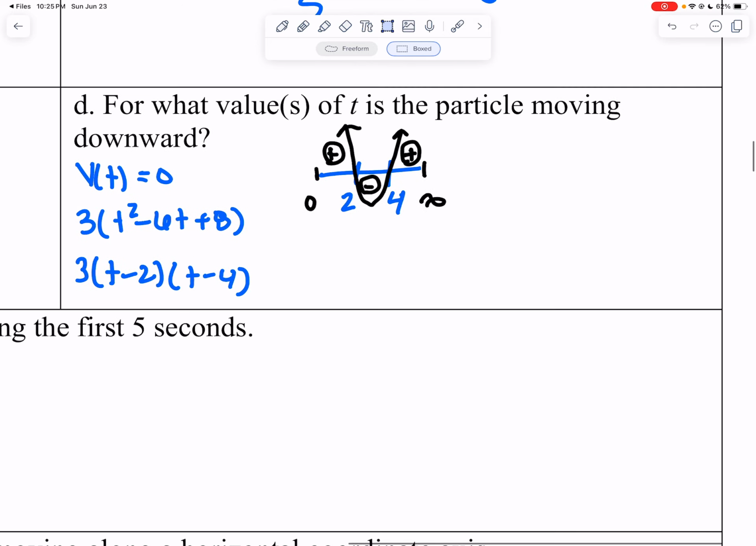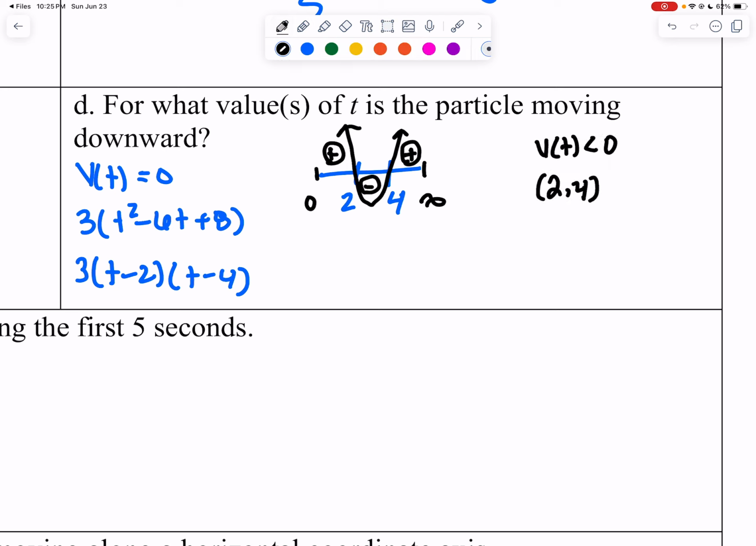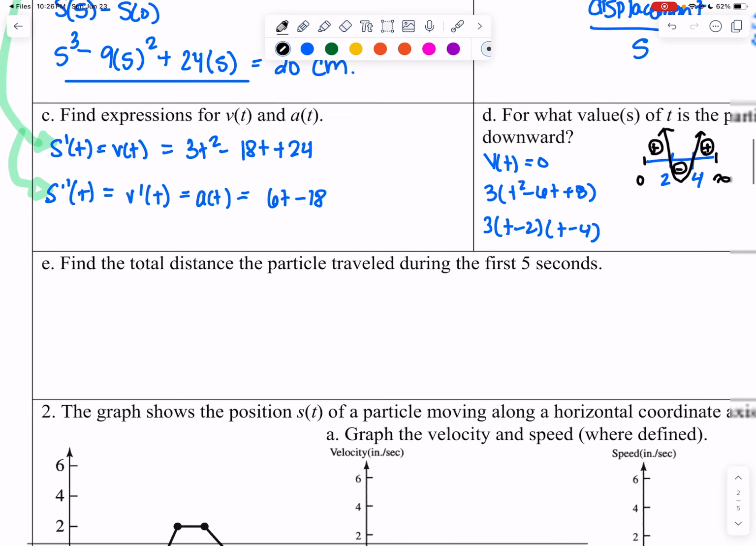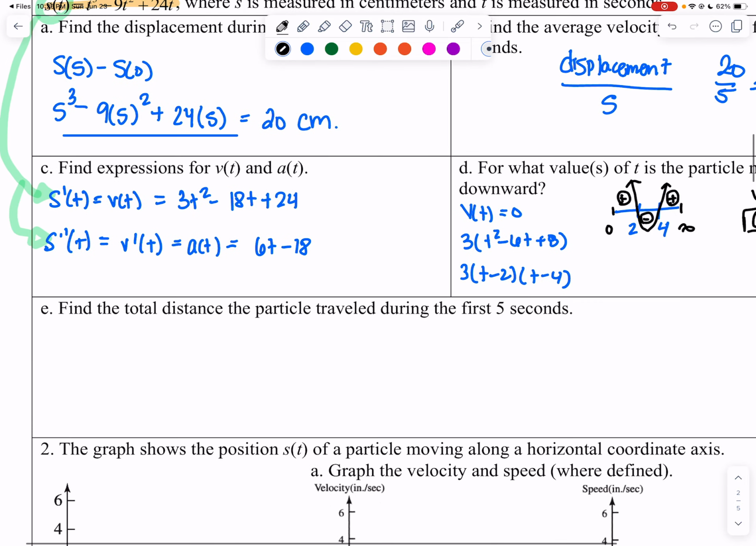So for part D, since I'm asking for values of t when the particle is moving down, this is when my velocity is negative. So my velocity is negative from 2 to 4. So my particle is going to be moving down from 2 to 4. All right, part E says find the total distance the particle traveled during the first 5 seconds. Since I'm talking about total distance, I want my endpoints. So I want 0 and I want 5.